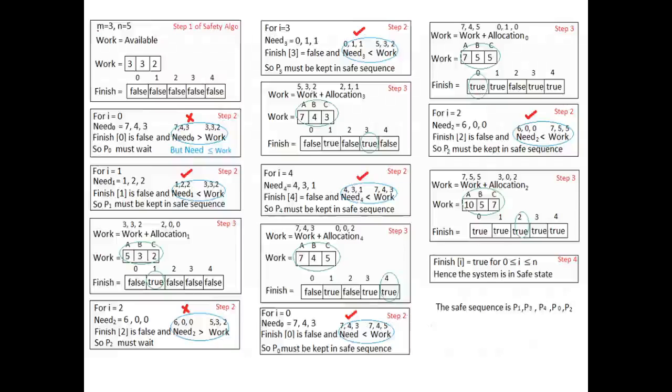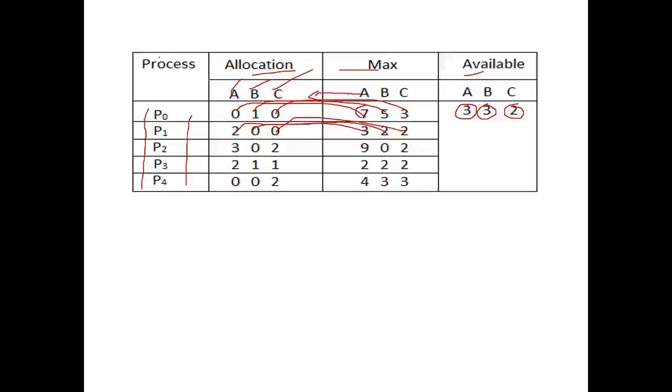So for this, M indicates the number of resources available, 3, and N indicates the number of processes available. Work is equal to available. This is nothing but the total available resources. You can check out in that matrix, total available resources are 3, 3, 2. You can check here, these are the available resources, 3, 3, 2.